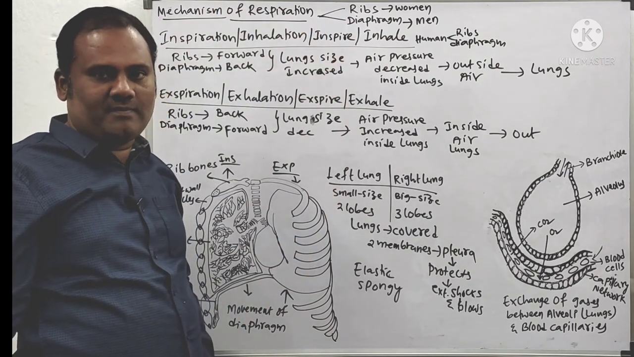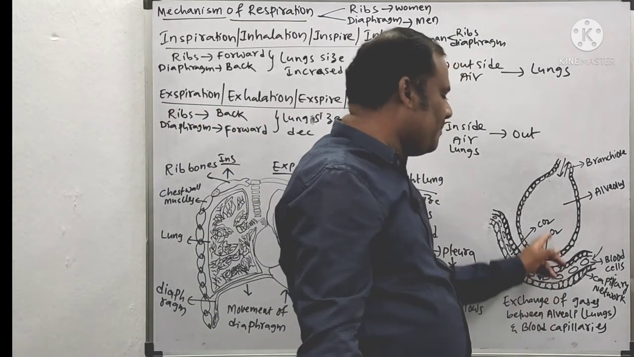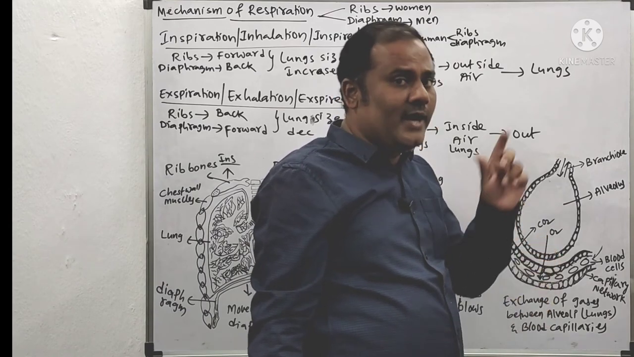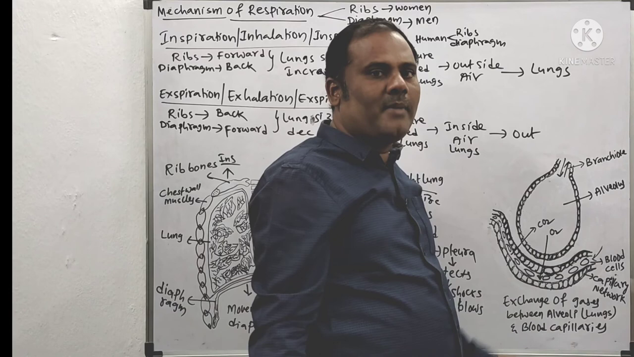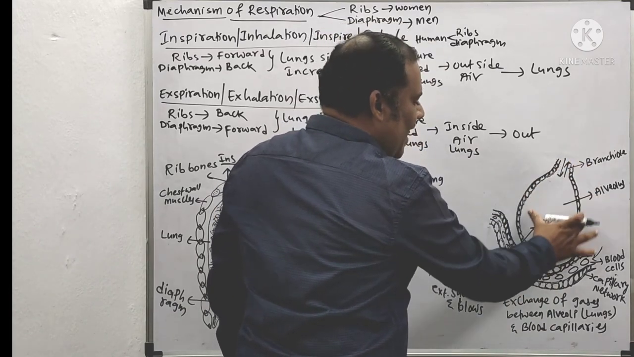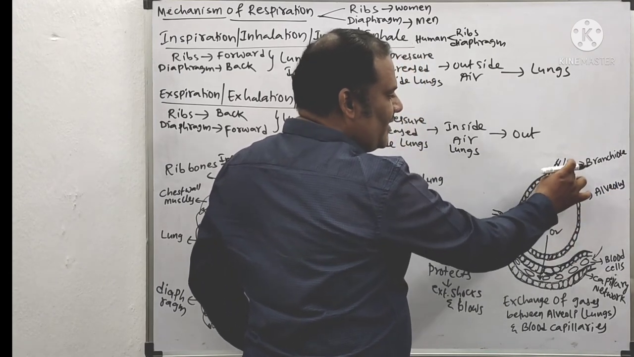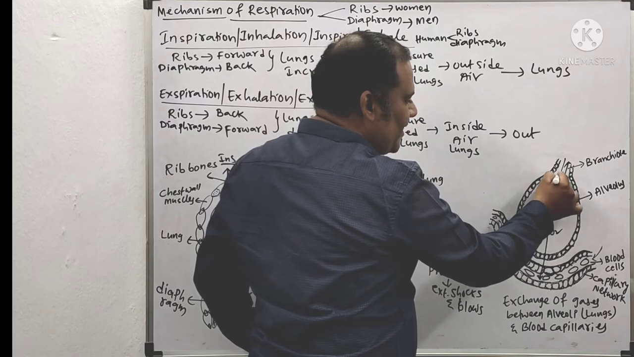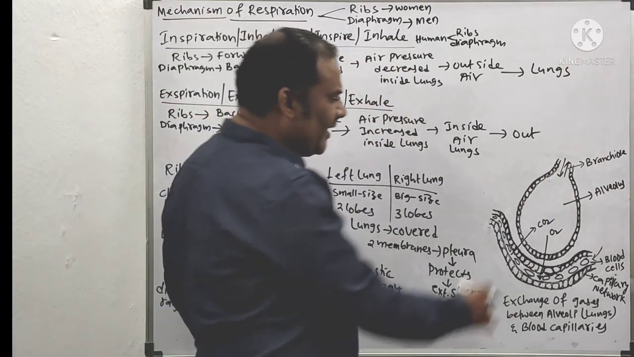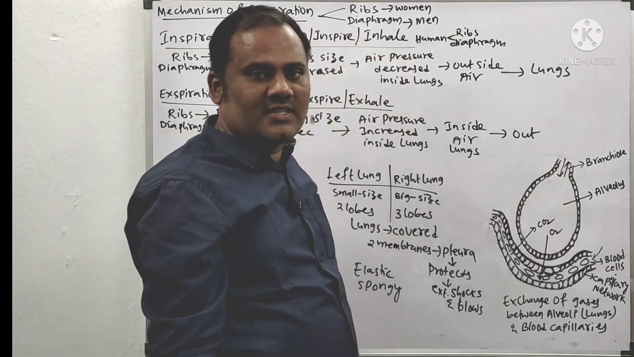Now coming to the exchange of gases between the lungs and blood capillaries. To some extent I told this in the pathway of air, but it's somewhat more detailed. Assume this is an alveolus, a sac-like structure, and here is a bronchiole. The bronchioles enter and divide into several branches. The alveolus brings the air into it. In the air, oxygen will be more.